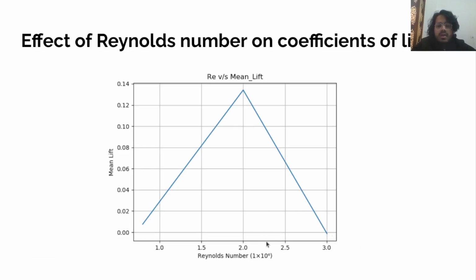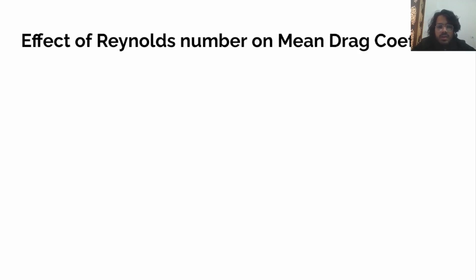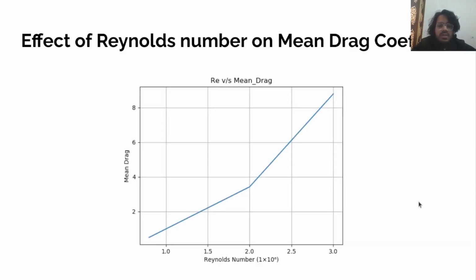So we can conclude that there is a peak in the lift when the Reynolds number is increasing from 0.8 to 3 into 10 raised to power 6. Next is mean drag coefficient. The mean drag coefficient increases as we increase the Reynolds number. It is more or less a linear graph, or more or less near linear graph.